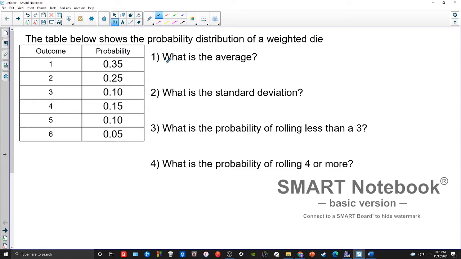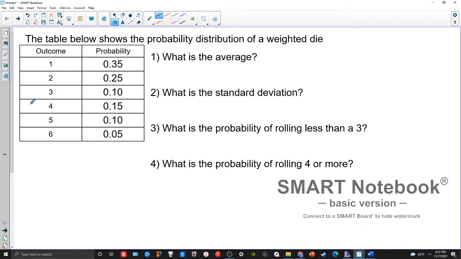So we have a weighted die. So the chance of getting a 1 is 35%. The chance of getting a 2 is 25%, as they tell us, and so on and so forth. First things first, again, in a probability distribution, no probability should be negative. None of them are. No probability should be above 1. None of them are. And they all should add to 1. They all do. Feel free to check if you want.